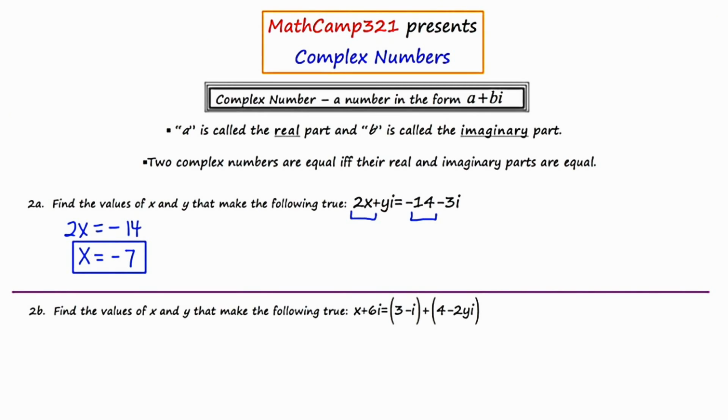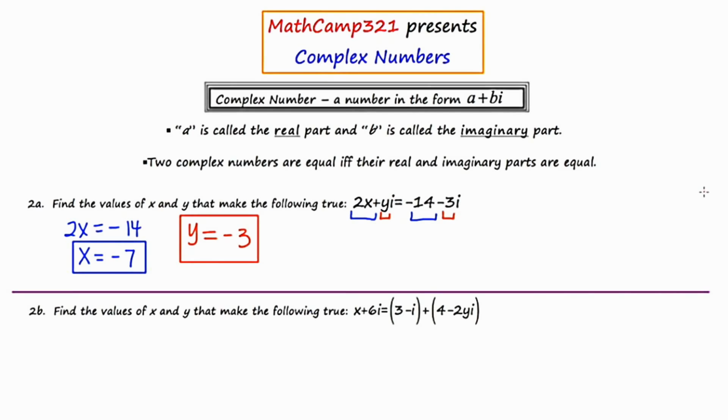Now I'm going to look at the imaginary parts of each side. The imaginary part on the left side is just y, it's just the element that precedes the i, and the imaginary part on the right-hand side is negative 3. So this equation is going to be y equals negative 3, or y corresponds with negative 3. So these are the two values of x and y for which this equation would be true.